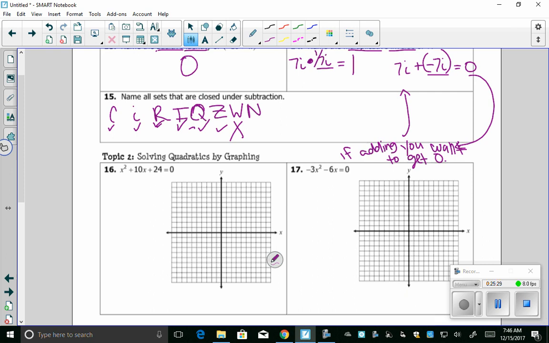And natural numbers, so let's say I had 2, and I subtract 4. 2 and 4 are both natural numbers. 2 minus 4 gives me negative 2. Negative 2 is not a natural number, so those two don't work. So my only answers are here: C, little i, R, I, Q, Z.